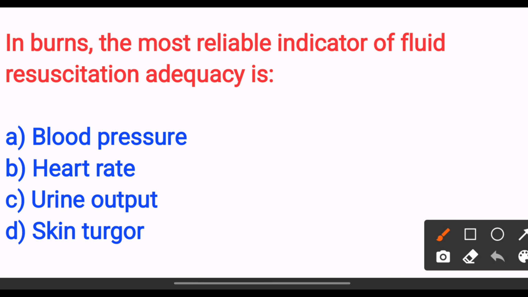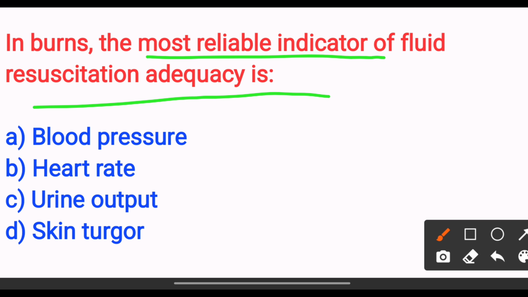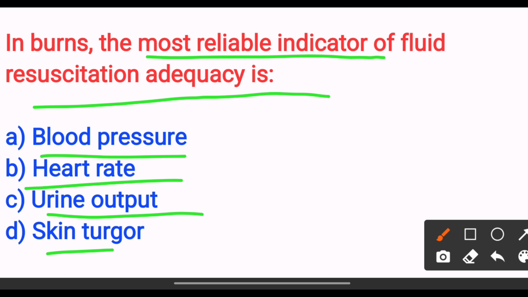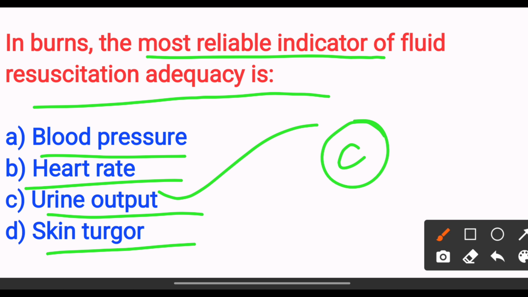Next, in burns, the most reliable indicator of fluid resuscitation adequacy is: option A, blood pressure; option B, heart rate; option C, urine output; option D, skin turgor. The answer is option C, urine output.